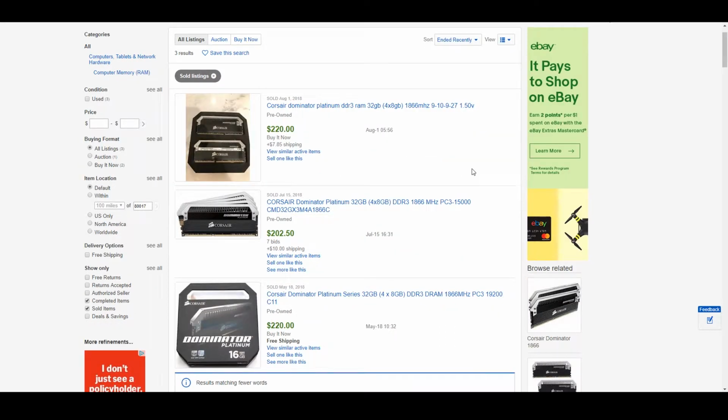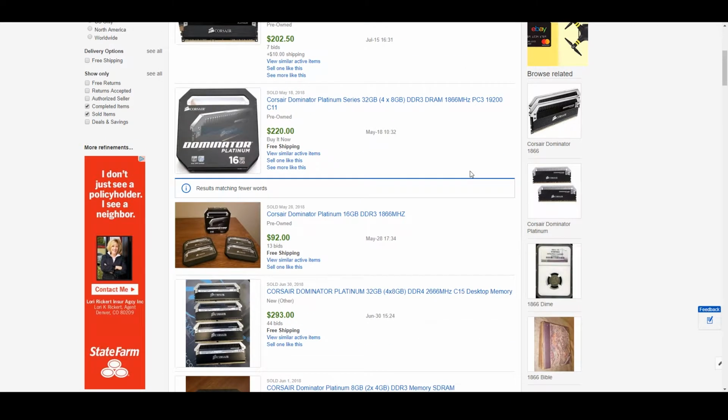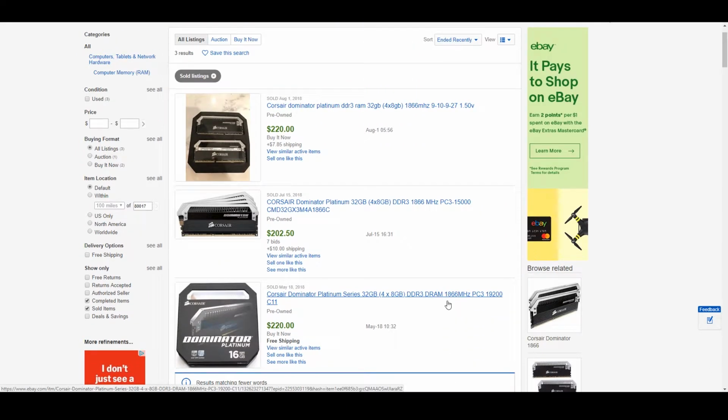Next up is the RAM. I do have Corsair Dominator Platinum at 1866, and that's 32 gigs. What I always make sure to do when I'm looking at RAM pricing, and actually this goes for any other component within the system, you want to make sure that you're matching all of your parts correctly. So in this case, I want to make sure that I'm selecting 32 gig, DDR3, 1866.